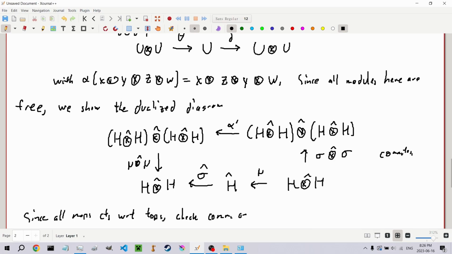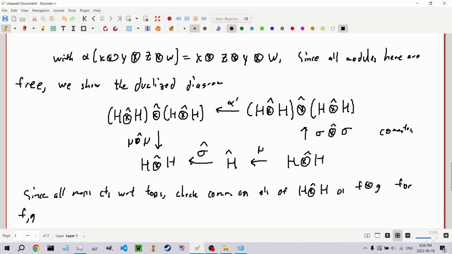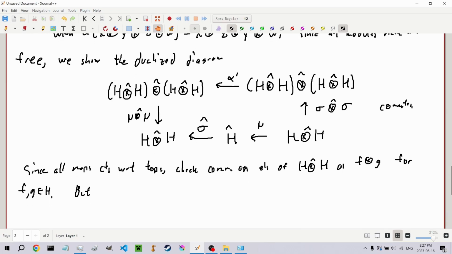commutativity on elements of H hat tensor H as, say, F tensor G, for F and G and H. But we know that sigma hat of mu of F tensor G, because if you look at this map, the source of the arrows is here, our H hat tensor H on the right, and you can go up and around and down, or just straight across back to the other copy of H hat tensor H. So here we're going straight across, and then we're going to try to just wrangle this into our other form.